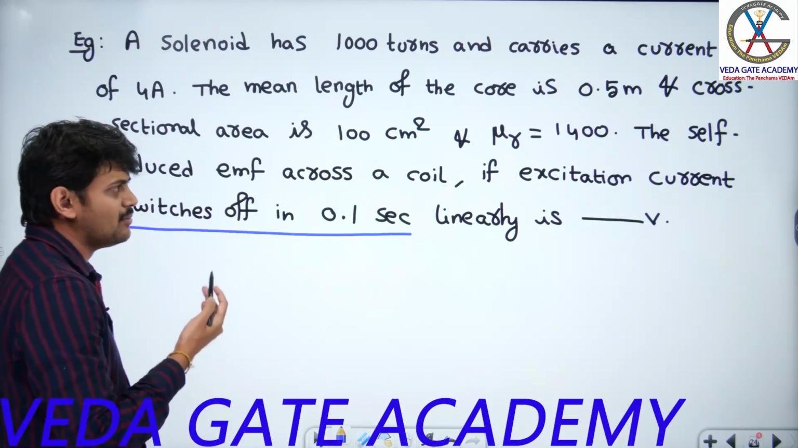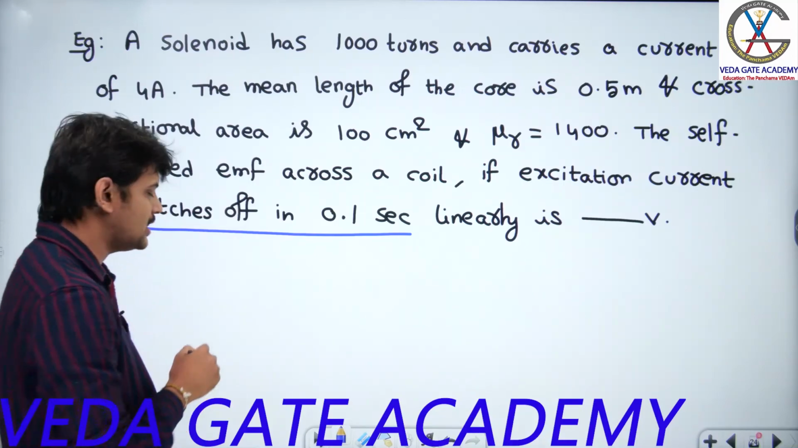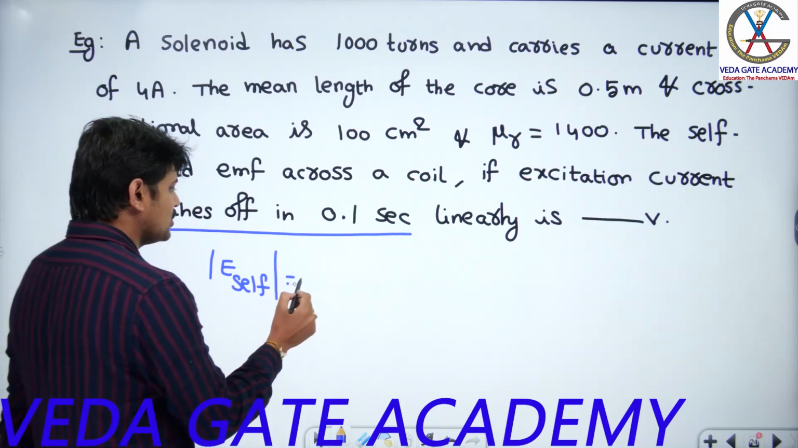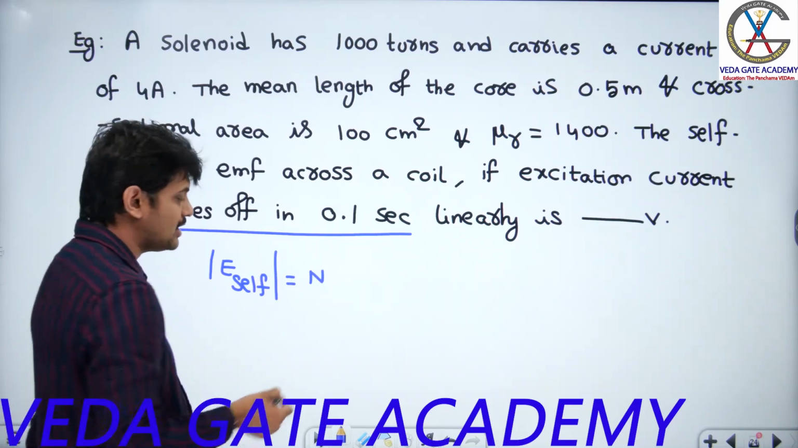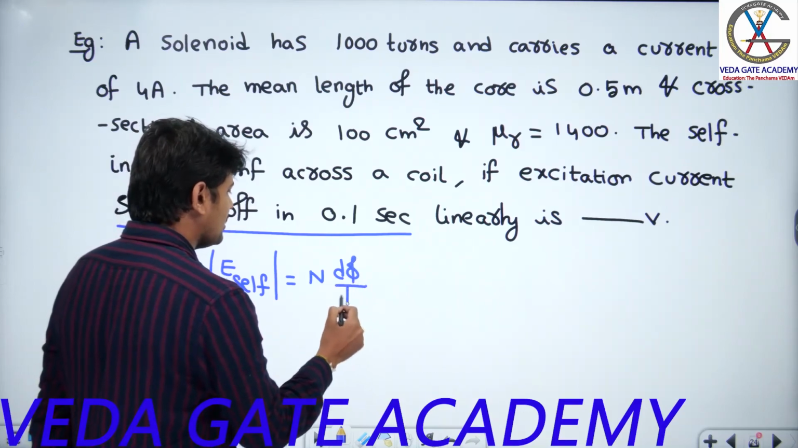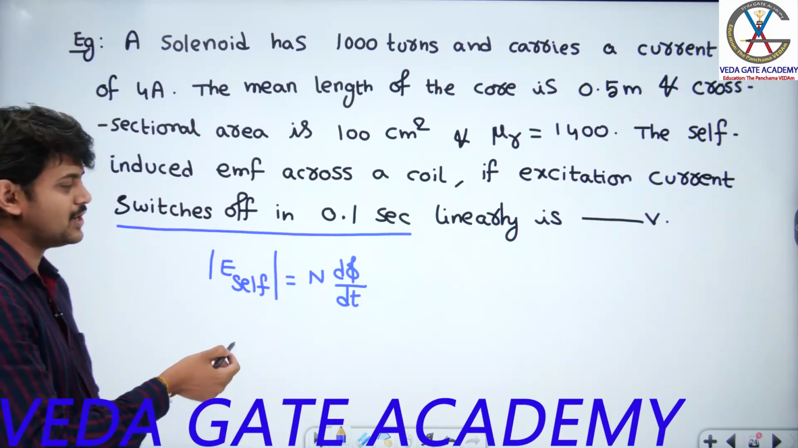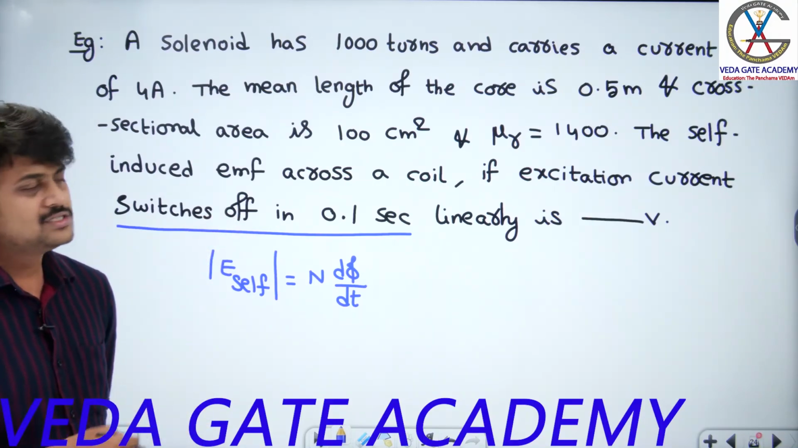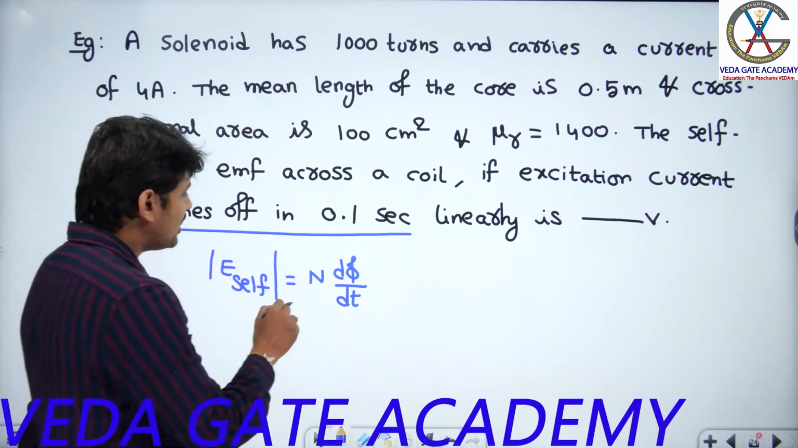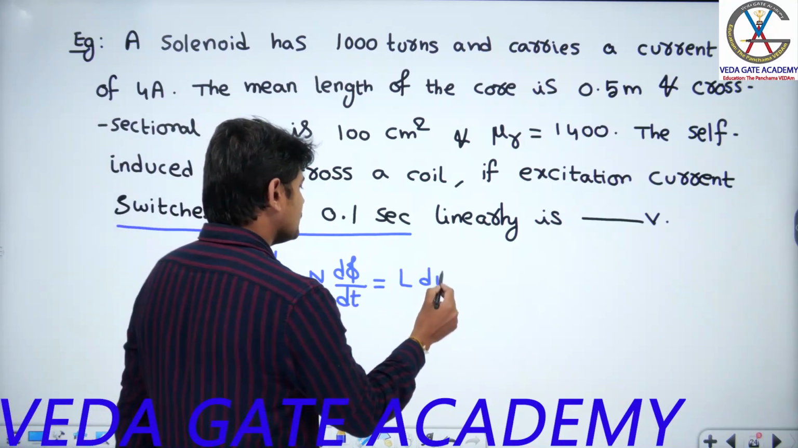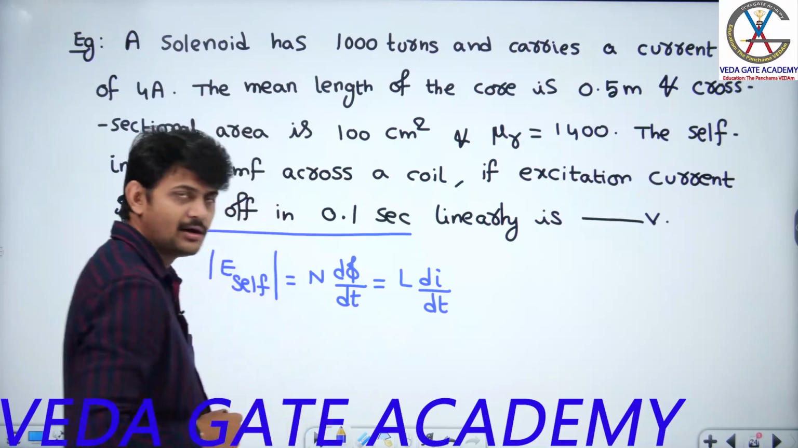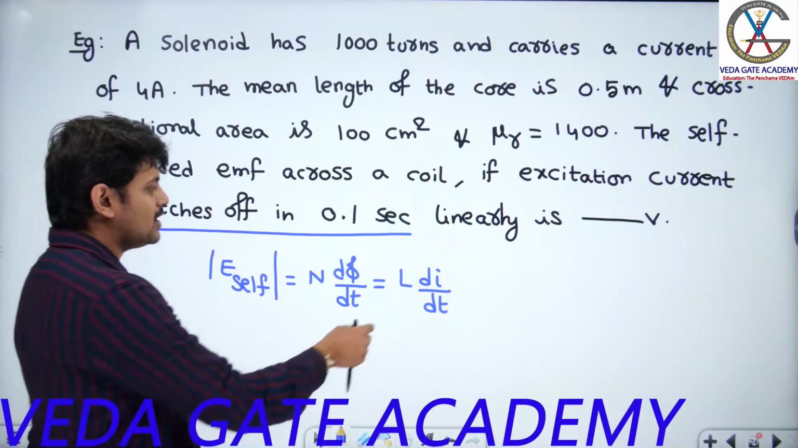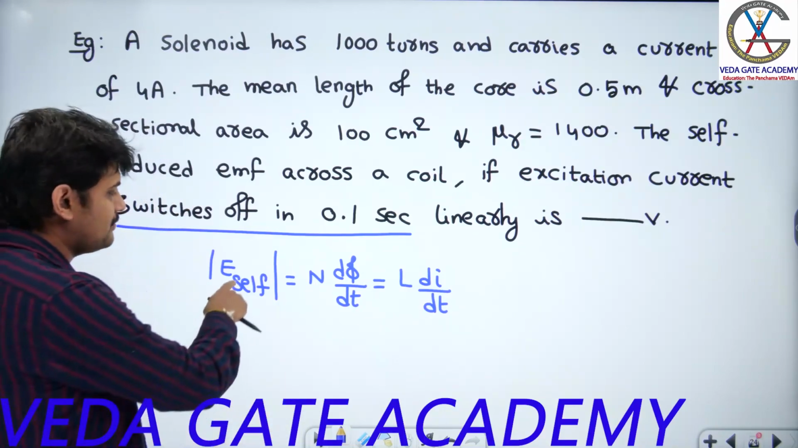Here they are asking mainly about the magnitude of the self-induced EMF. The basic formula, from Faraday's second law of electromagnetic induction, is N d phi by dt. But do we know the rate of change of flux with respect to time? No, they have not given any information regarding changes in flux linkages. But the equivalent formula we have derived is L di by dt. Once I can determine the coefficient of self-inductance, and if I know di by dt, then I can solve for the self-induced EMF.